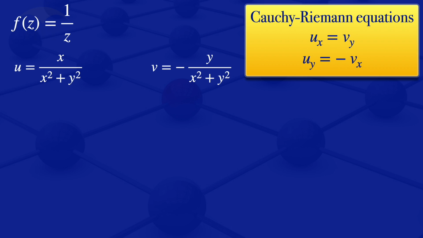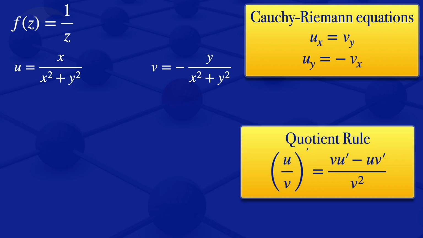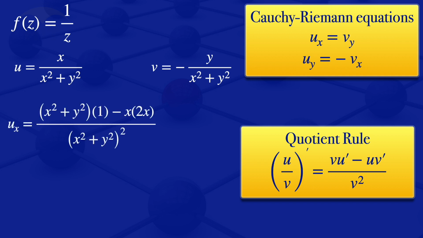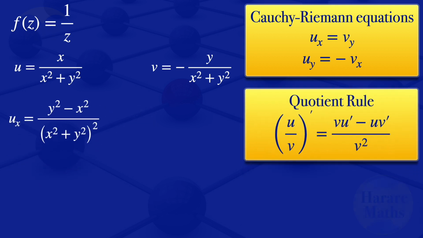I'll start by evaluating the partial derivative of u with respect to x. Our u here is a quotient, so we'll have to use the quotient rule. I'll take this as my u, and this is my v. So the partial derivative of u with respect to x will be equal to x squared plus y squared times 1 minus x times 2x, divided by x squared plus y squared, squared. And that will simplify to y squared minus x squared divided by x squared plus y squared, squared. So we have our partial derivative of u with respect to x.